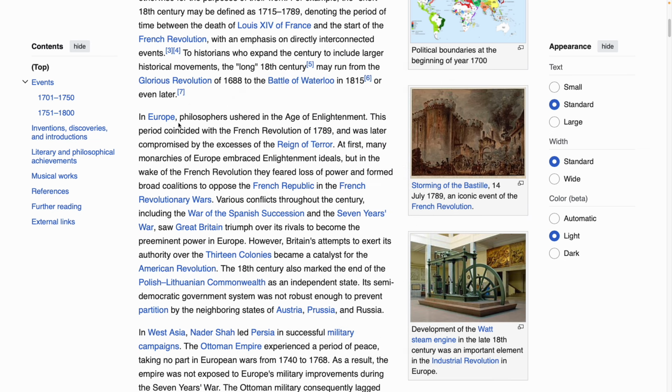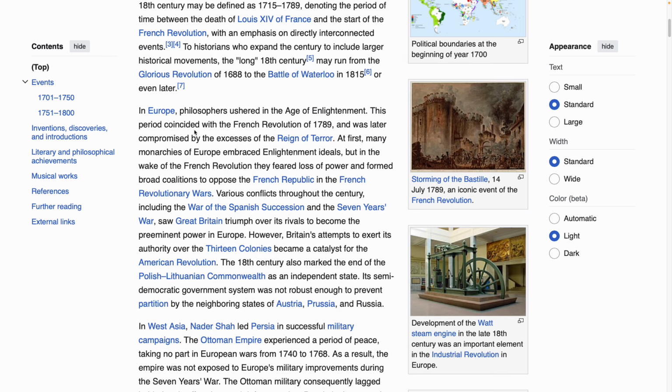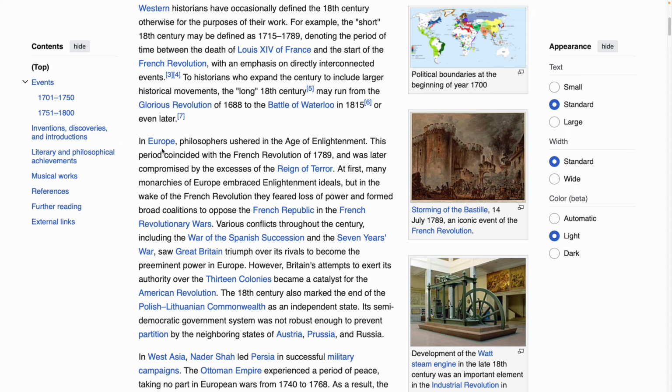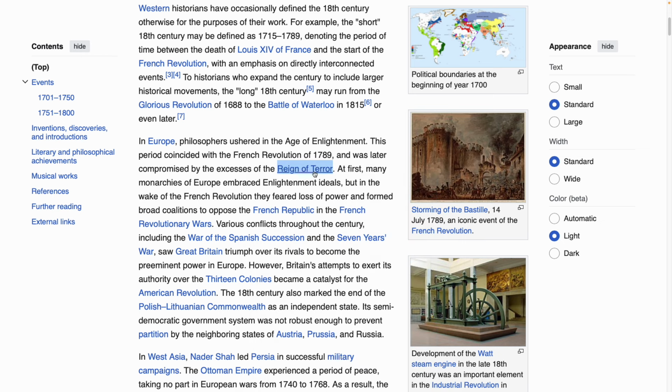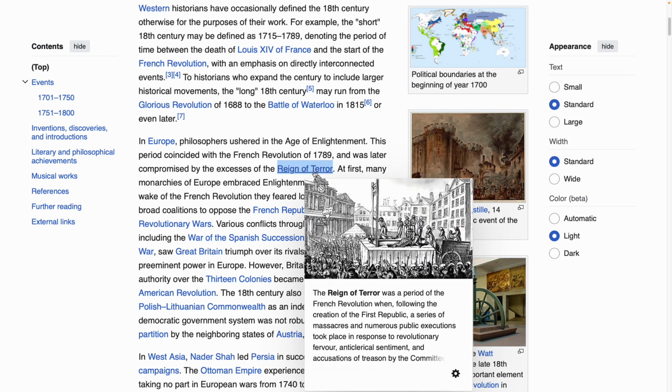Okay, so in Europe, philosophers ushered in the Age of Enlightenment. This period coincided with the French Revolution in 1789 and was later compromised by the excesses of the Reign of Terror. I feel like I've clicked into this before. The Reign of Terror was a period of the French Revolution following the creation of the First Republic.